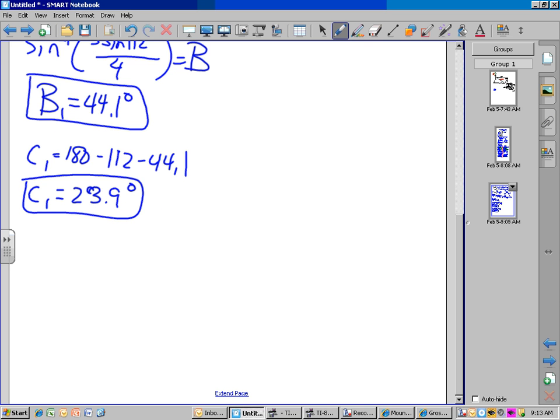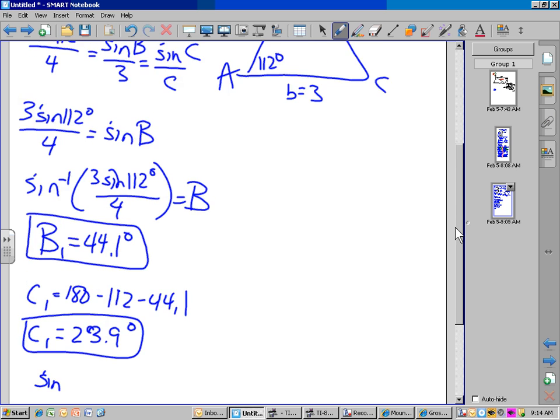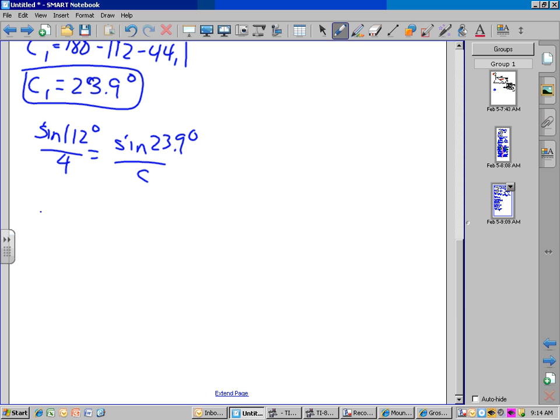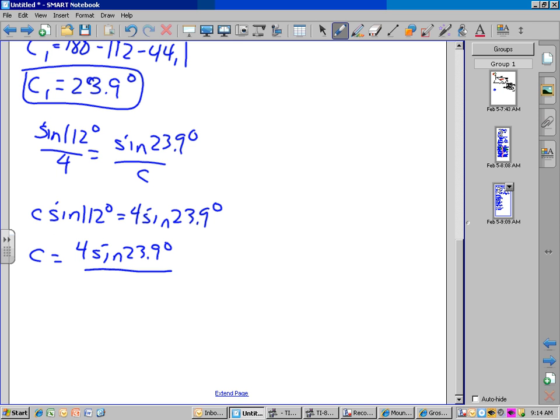All right, where are we at? What do we have to finish here? Side c, you guys already found it probably? Sine of 112 over 4 equals the sine of 23.9 over c. So c sine 112 equals 4 sine 23.9, or c equals 4 sine 23.9 over sine of 112. You guys already typed that in? What did you get? 1.748. Okay. So we'll call that c1.